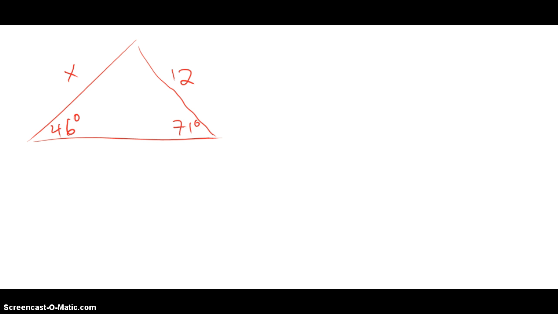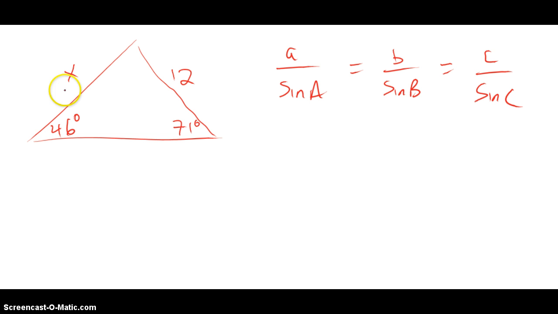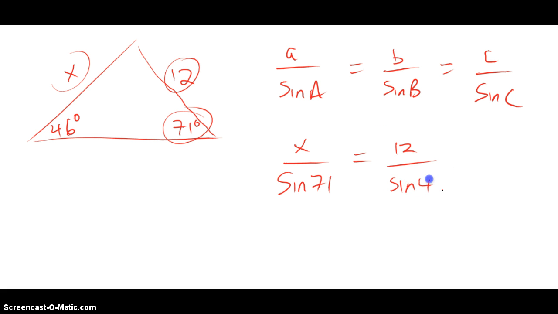Could you use the law of sines to solve this triangle? Well, the law of sines says that, well, let's just do it this way around actually. It says that a over sine of A equals b over sine B equals c over sine C. And recall that capital letters refer to angles and small letters refer to sides. So let's just plug in what we've got. We've got, how about, that can be our a, so x over the angle opposite, which is this one, so sine of 71, equals 12 over the angle opposite that, which is 46.